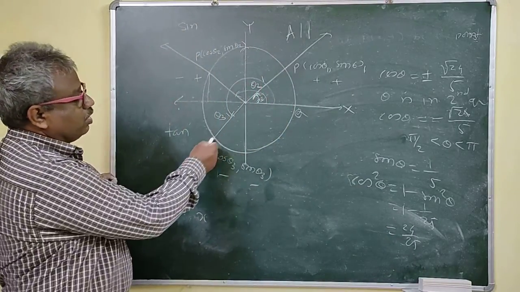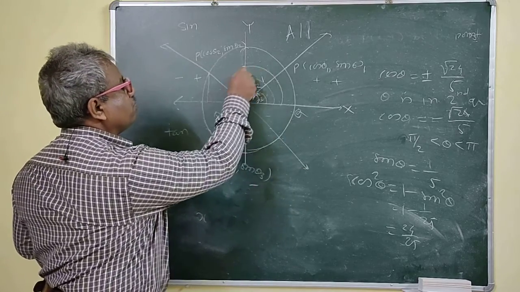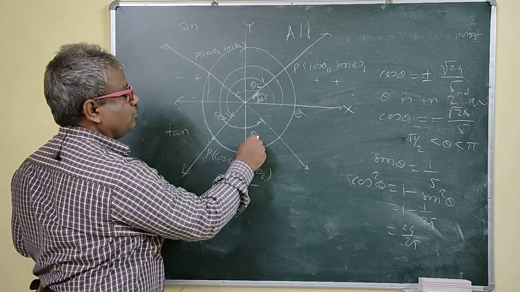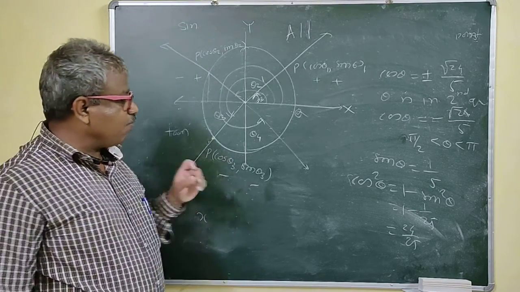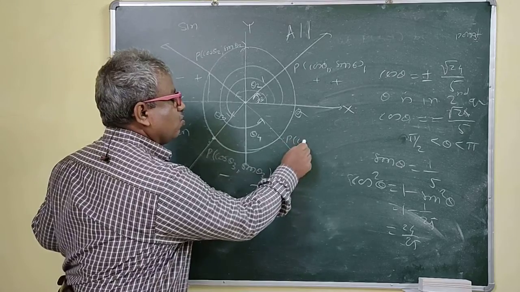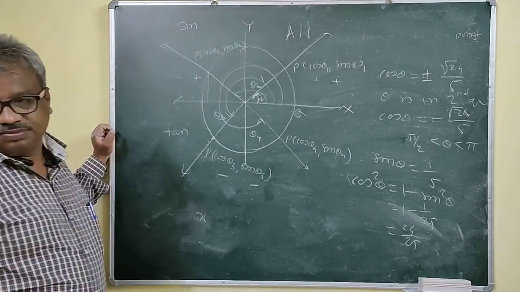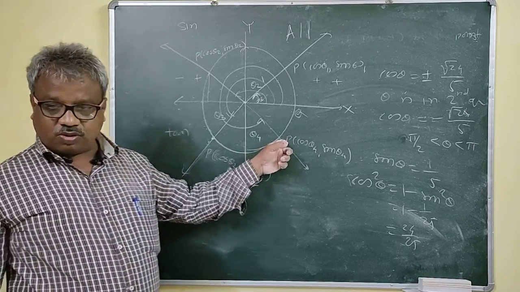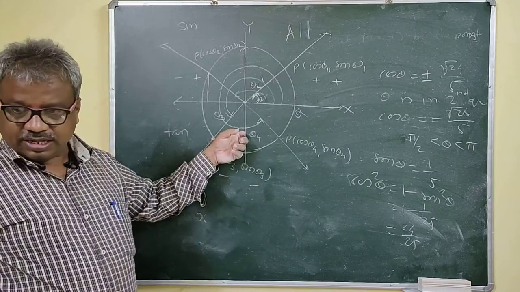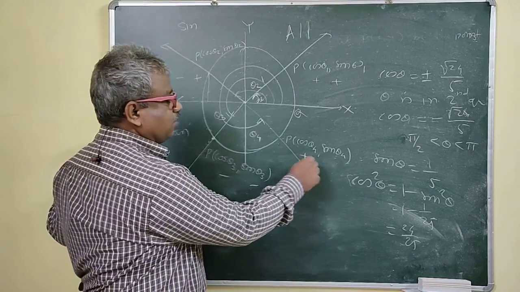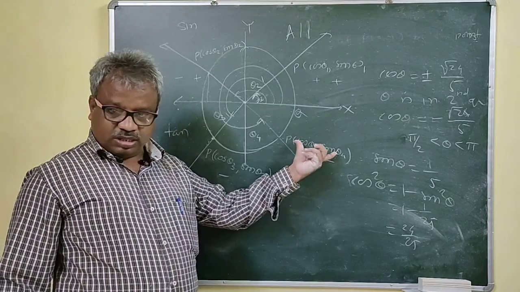Now suppose this is the fourth quadrant, so this will be your theta 4. Then P is cos theta 4, sin theta 4. Your y coordinate is sine. Now you are in the fourth quadrant. See here, x is positive and y is negative. So that means your x is positive, y is negative, so this is plus and this is minus.